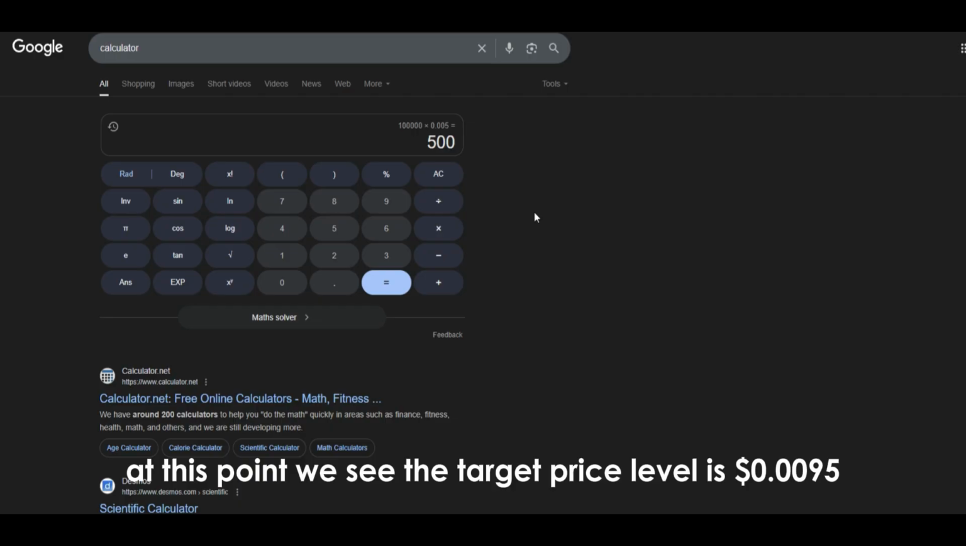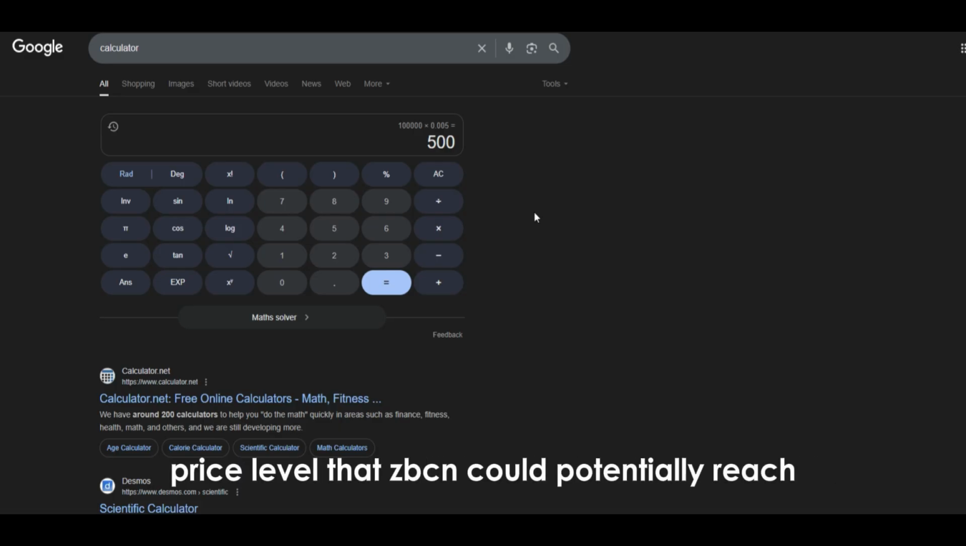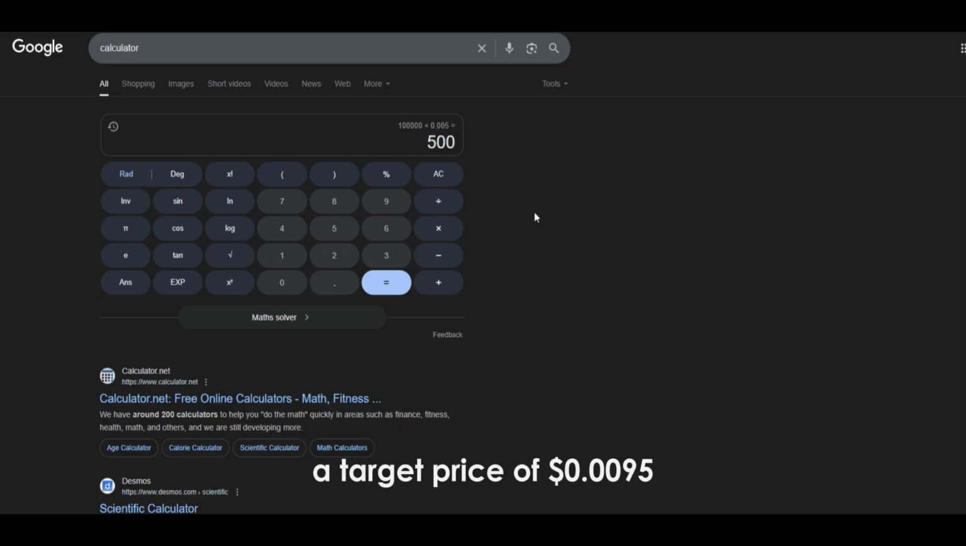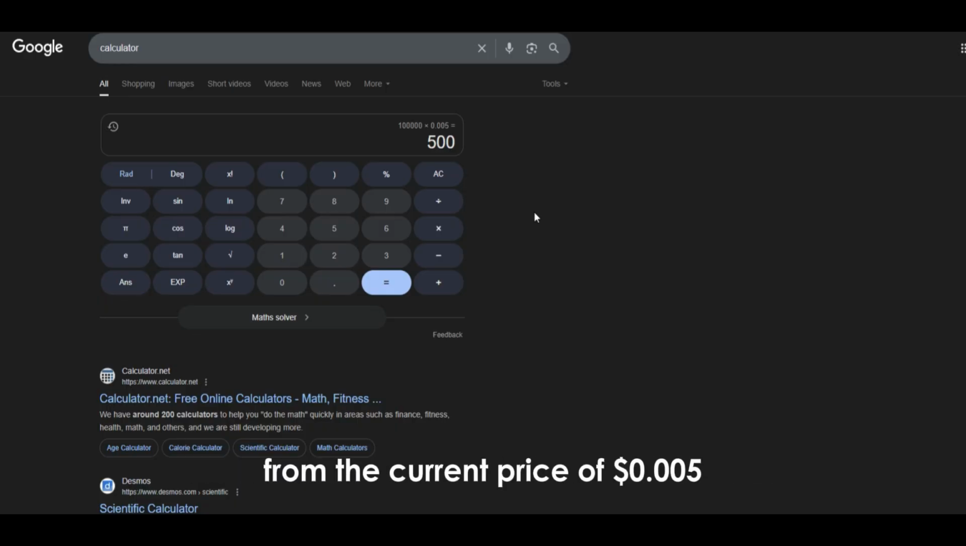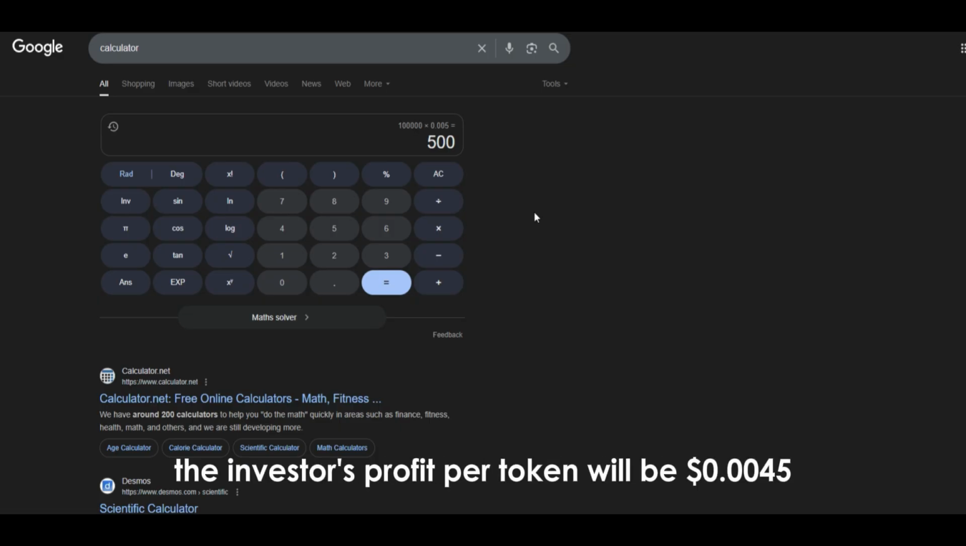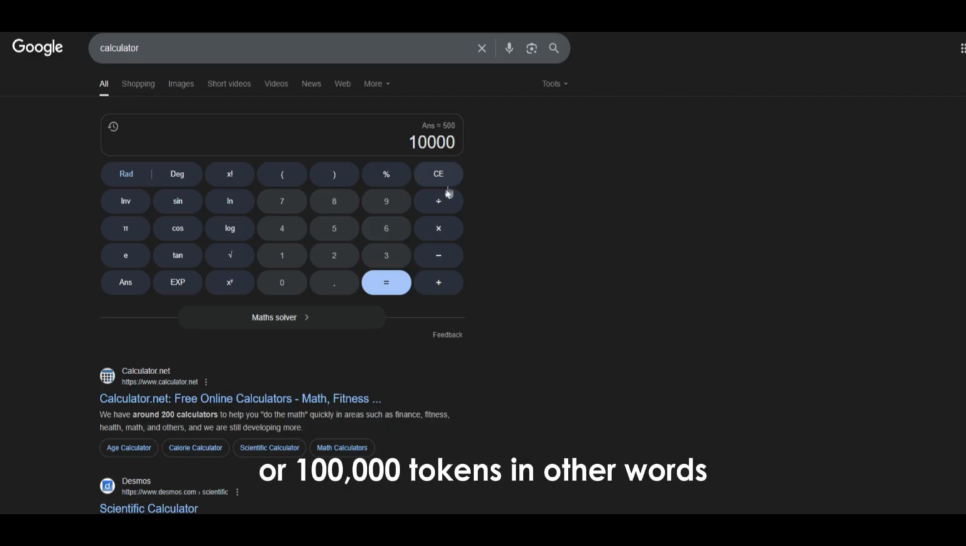At this point, we see the target price level is $0.0095. This is the projected price level that Zbcn could potentially reach. A target price of $0.0095 represents approximately a 90% increase from the current price of $0.005. In other words, the investor's profit per token will be $0.0045. This means a net profit of 100,000 times 0.0045 equals $450 for 100,000 tokens.